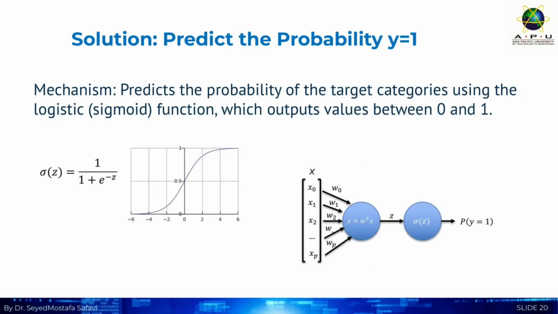The solution is the brilliant logistic sigmoid function. This function acts like a mathematical squisher. It takes the output of the linear model, which can be any number from negative infinity to positive infinity, and transforms it into a probability value that is always between 0 and 1. This probability is what logistic regression predicts, the likelihood of the target being the 1 category. It allows us to apply the power of linear modeling to classification problems.